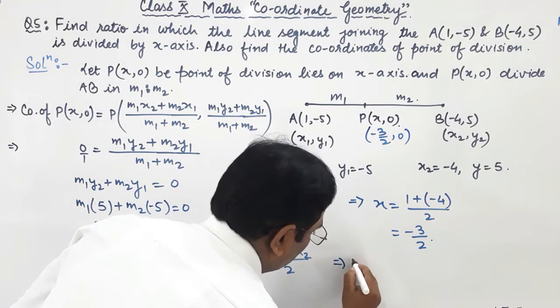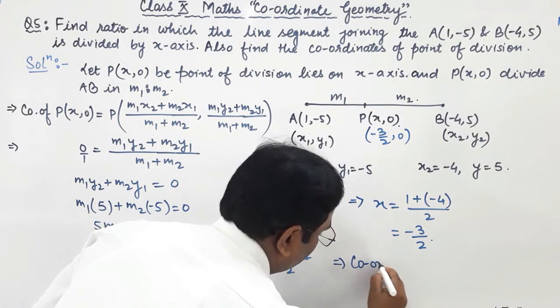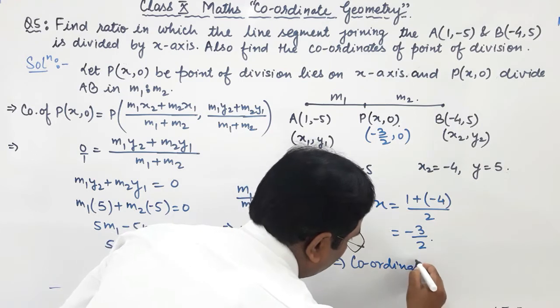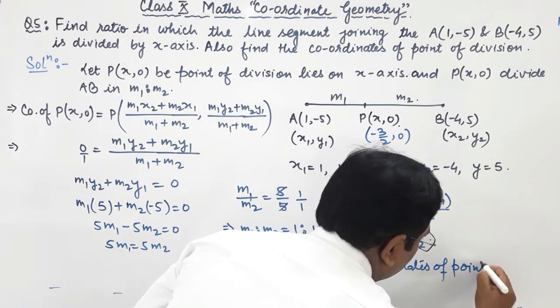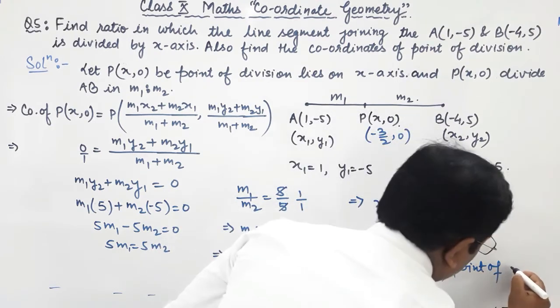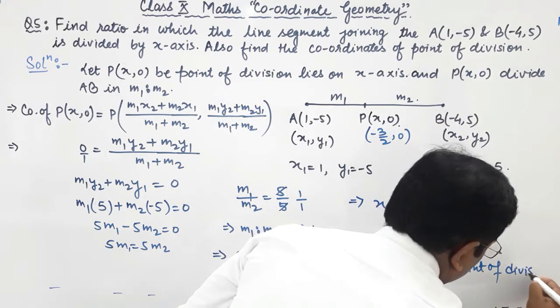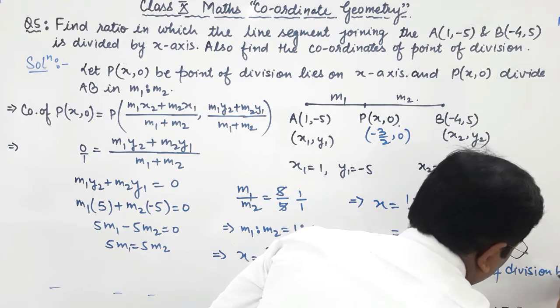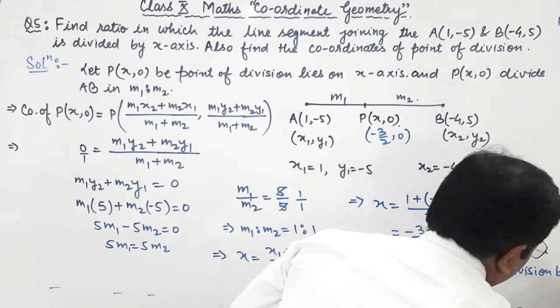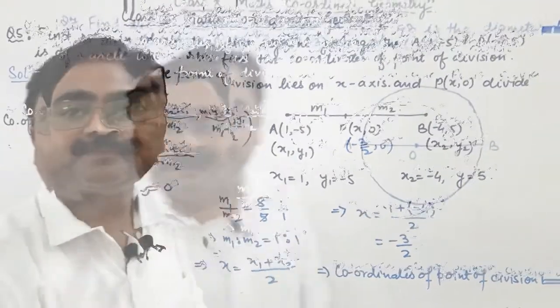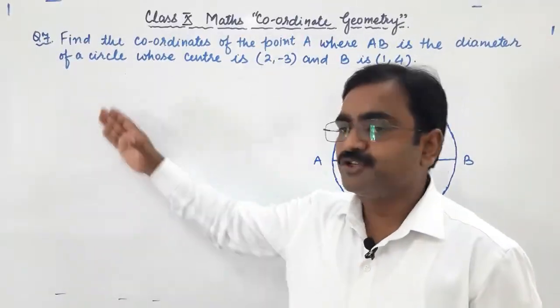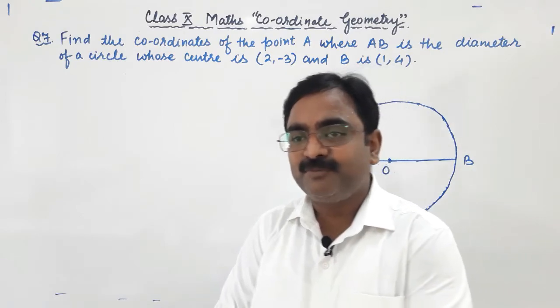So the coordinates of the point of division are minus 3 by 2 and 0. Right? Now let's see question number 7 of your exercise 7.2.